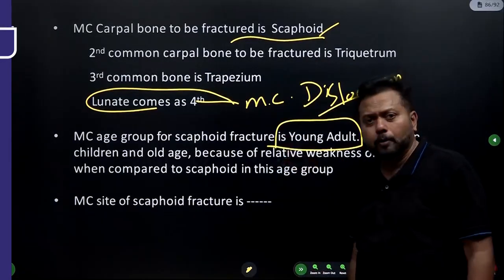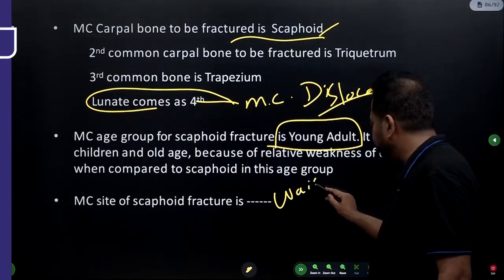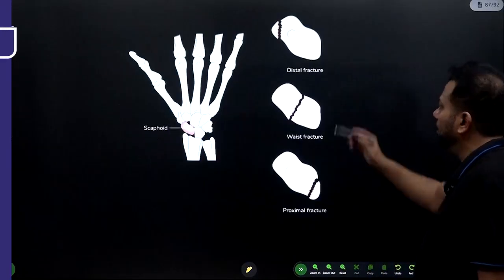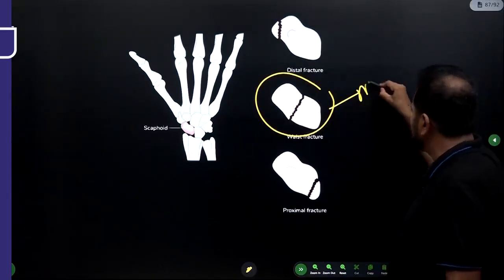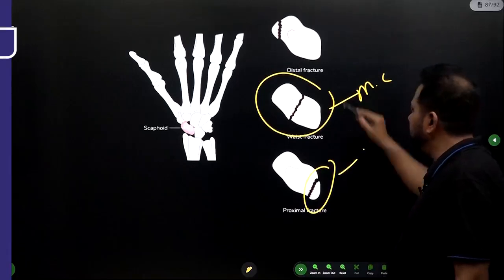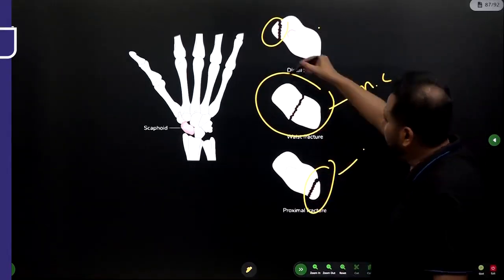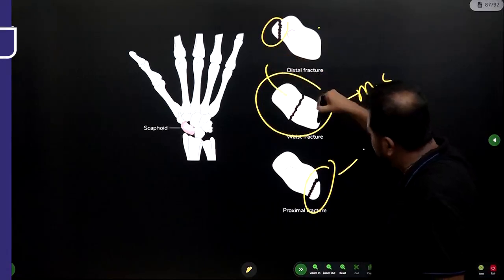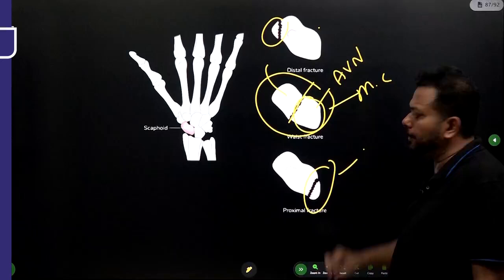This I already told. The most common site of scaphoid fracture is the waist. You see here, the scaphoid waist. This is the most common site. Then the proximal pole or distal pole can get damaged, but these two are very rare. The radial artery enters through the distal pole and comes to the proximal. When the waist is gone, the proximal pole will go for AVN, avascular necrosis.